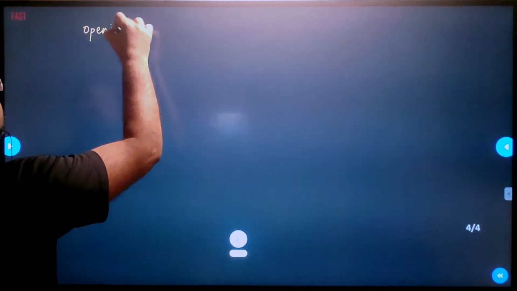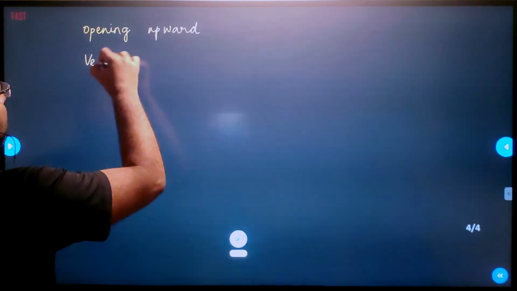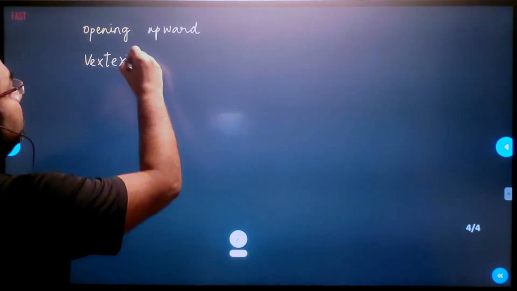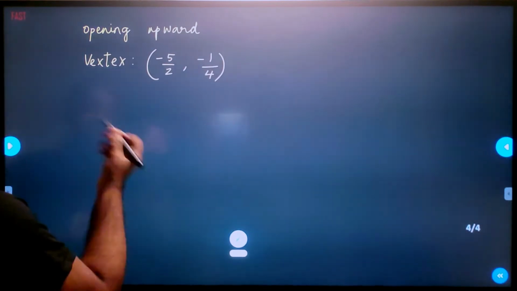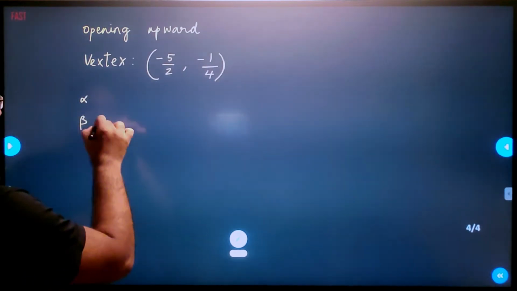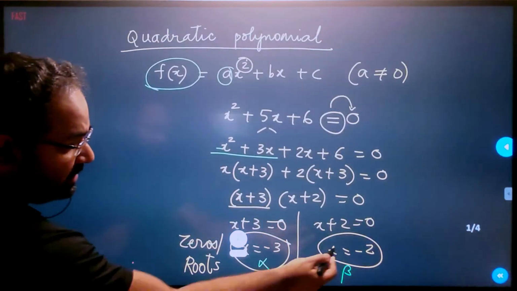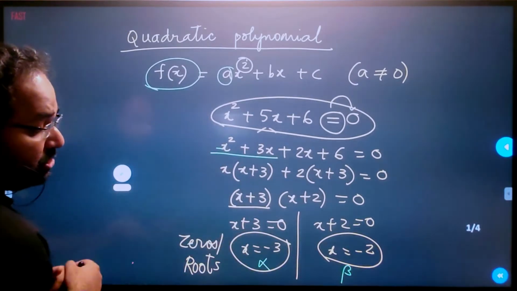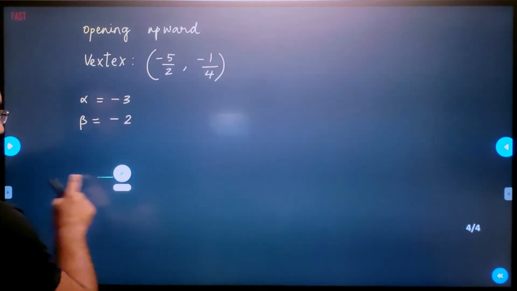The first thing I know is it is opening upward. Okay. The second thing I know is that the vertex, if you see, is minus 5 by 2, minus 1 by 4. And what I've also found out is the value of alpha and beta. I already found it out here if you remember. It was minus 3 and minus 2 for the same equation. I picked up the same equation. So minus 3 and minus 2 were the zeros. So I'm just going to go back there and say one is minus 3, one is minus 2.